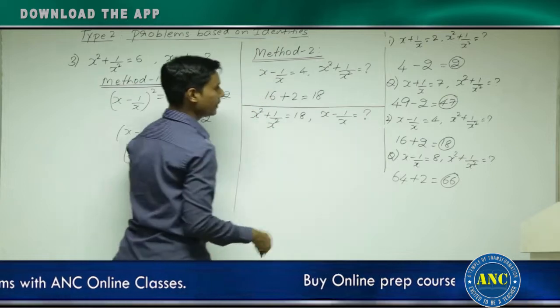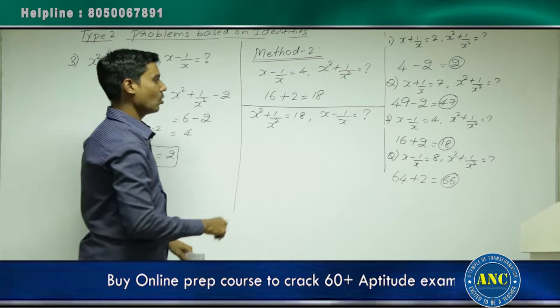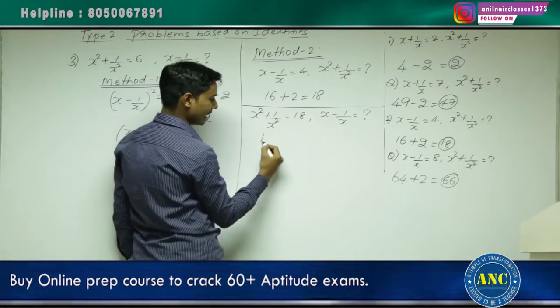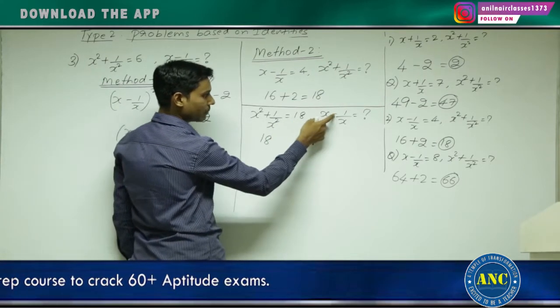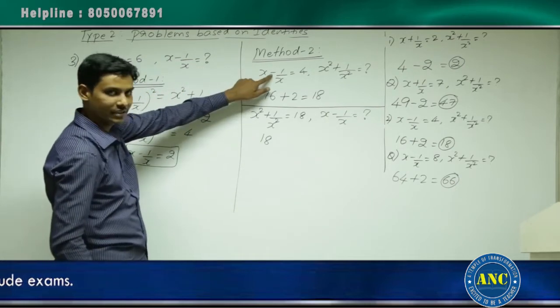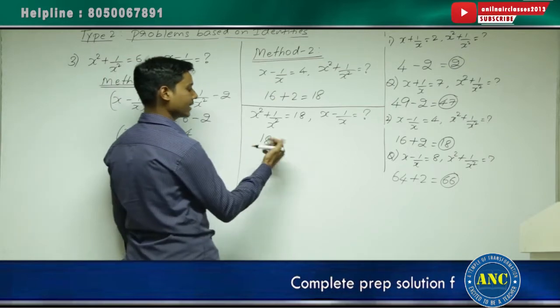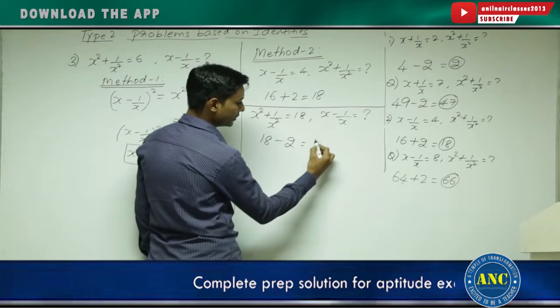Now see here, because it is the reverse, you also go in the reverse direction. Whatever the value is on the right hand side, if it is minus here, earlier we were adding, right? Now you need to subtract 2. You will get 16.